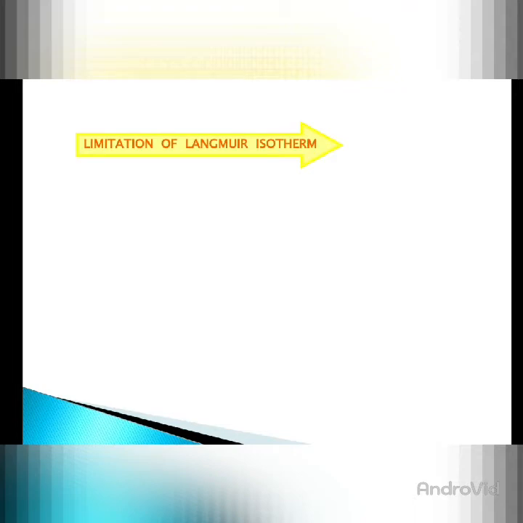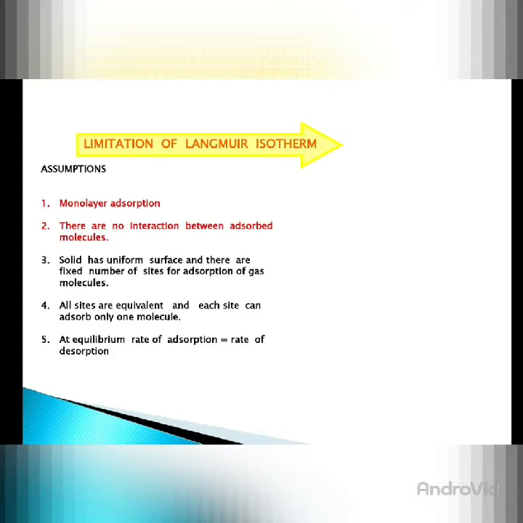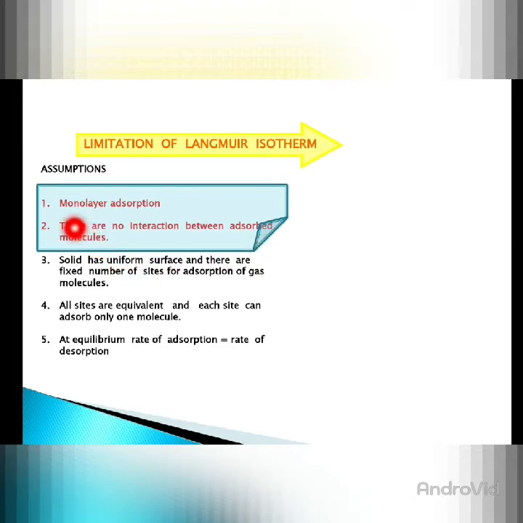Now there is some limitation in case of Langmuir isotherm. In my previous video I told you what are the assumptions for the Langmuir isotherm equation, these 5 assumptions, and I clearly explained all of them. Now the first two assumptions are that the adsorption is monolayer adsorption and there is no interaction between the adsorbed molecules.